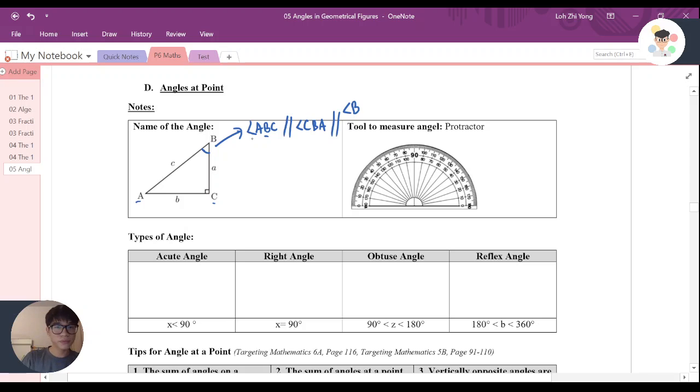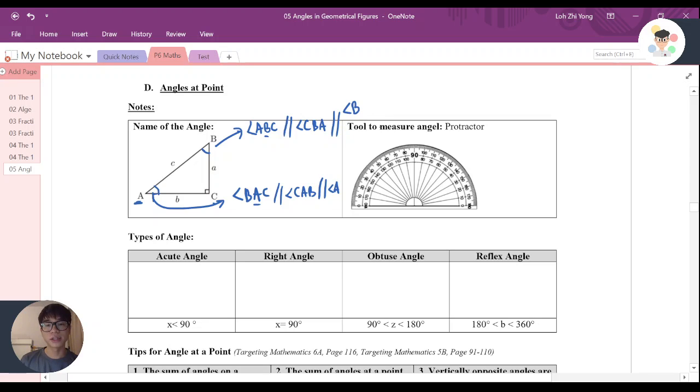The same thing here, if I want to name the angle here, it is angle BAC. The letter at the angle near to this, we put in the middle. Or you can change it to angle CAB. It still means the same thing. Or you can just say angle A. So this is how it works so far.